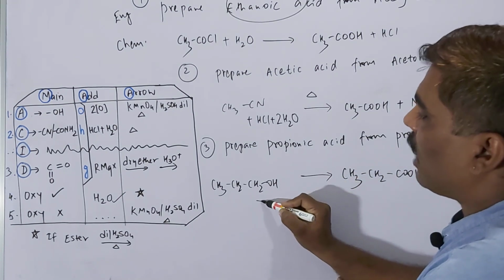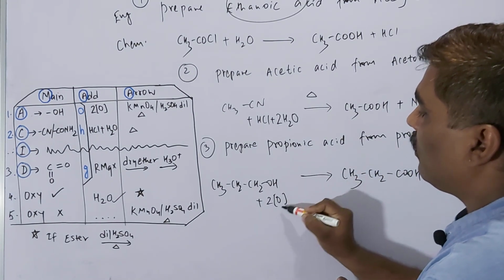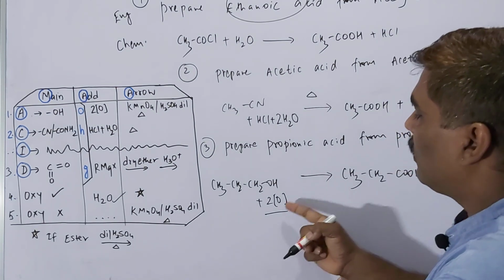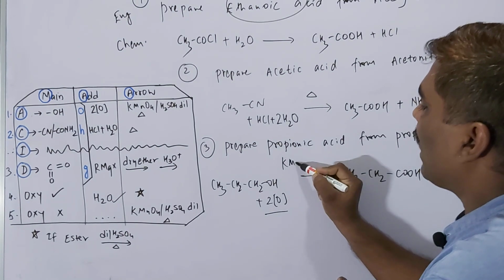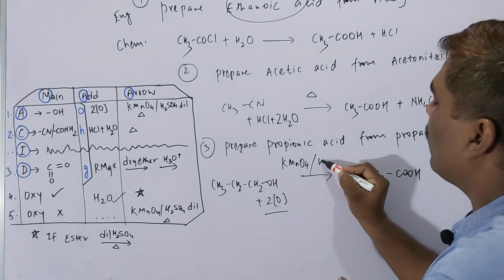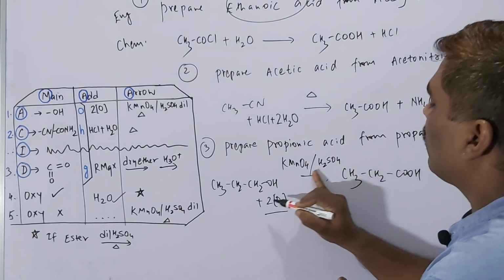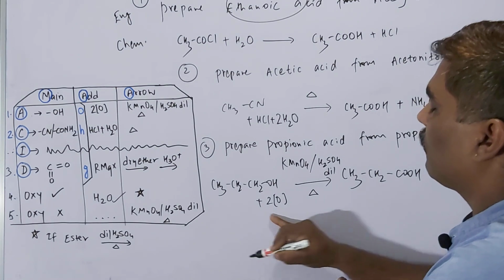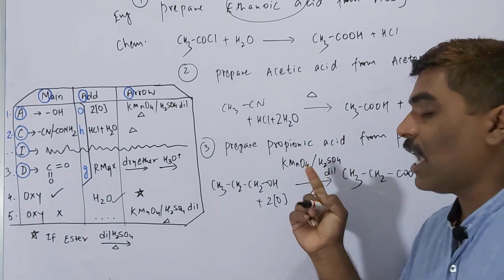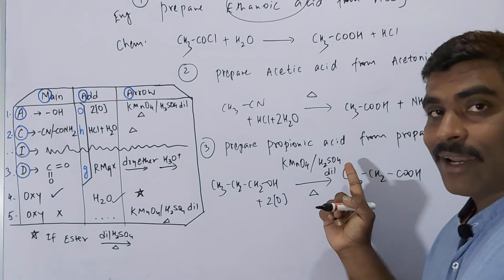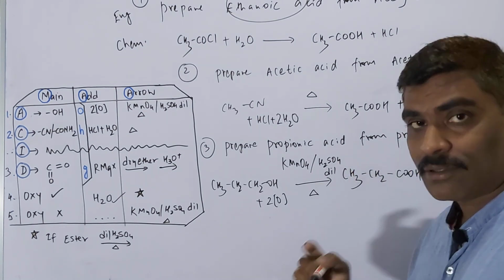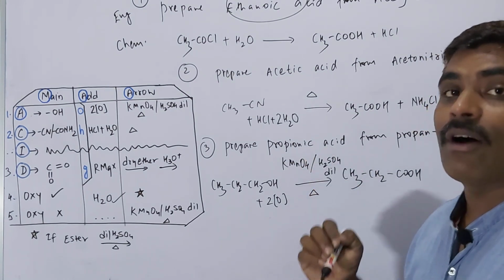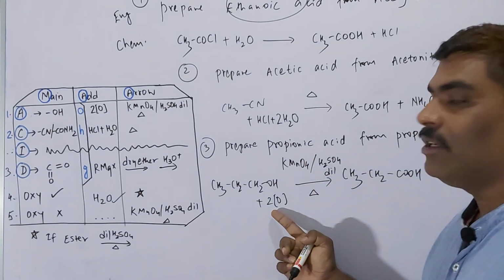And what is given on the arrow? Means we are going to write here 2 [O], and this is nascent oxygen. From where is this obtained? This is obtained from potassium permanganate and sulfuric acid. Here we can write dilute and heat, means acidified KMnO4, or we can even write alkaline, means potassium hydroxide. Alkaline KMnO4 produces oxygen, and that oxygen is here.